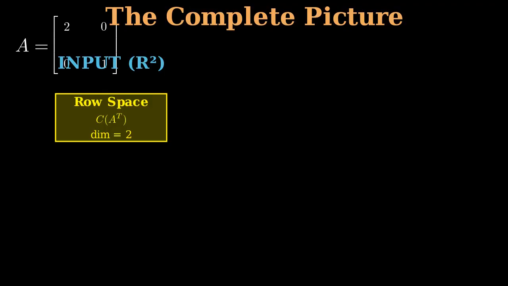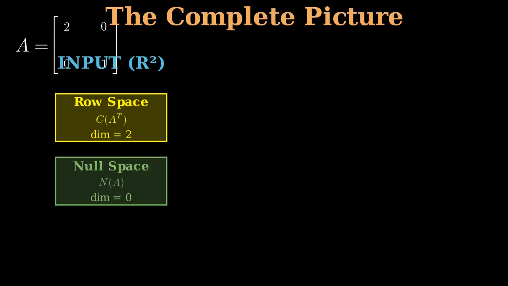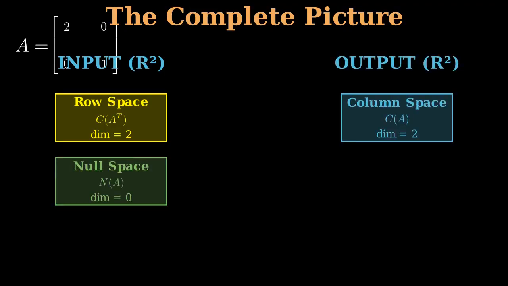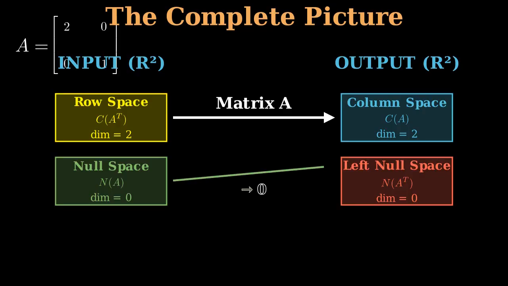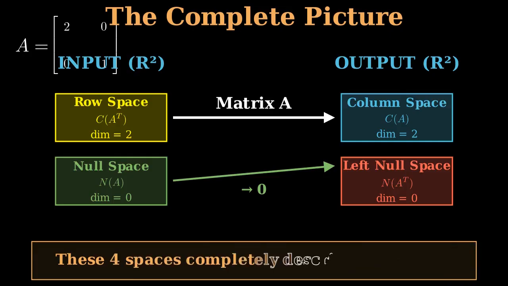Now let's see the big picture, how all four spaces fit together. On the left, we have the input space, which is R squared. On the right, we have the output space, also R squared. The matrix A transforms the row space into the column space, and the null space gets completely collapsed to 0. These four spaces tell us everything about what the matrix does.